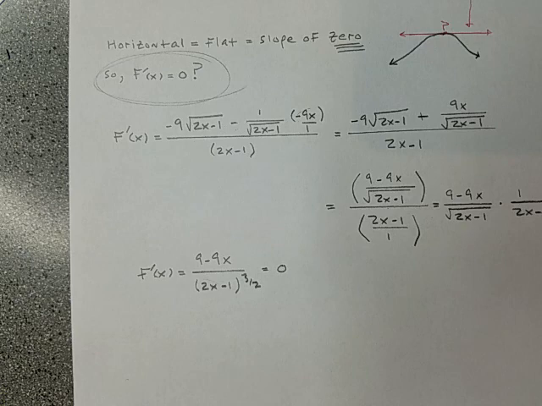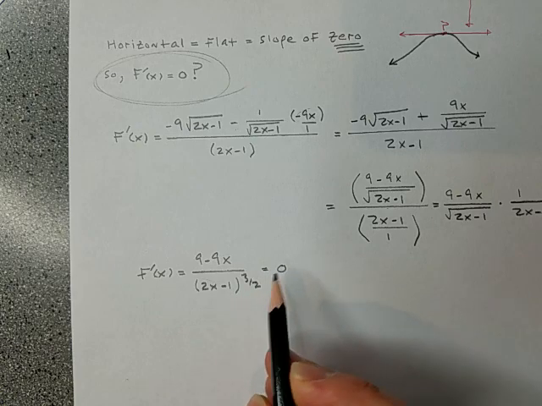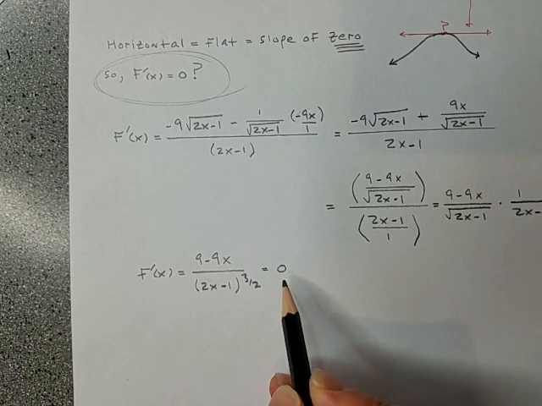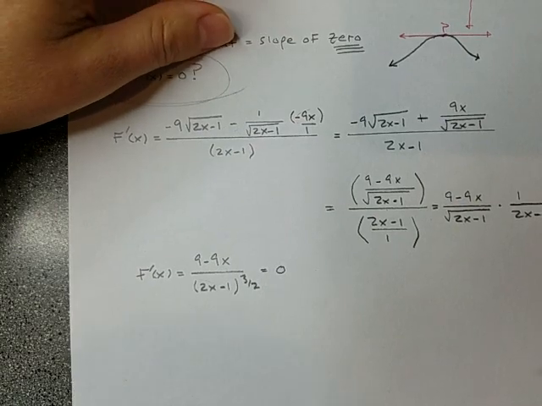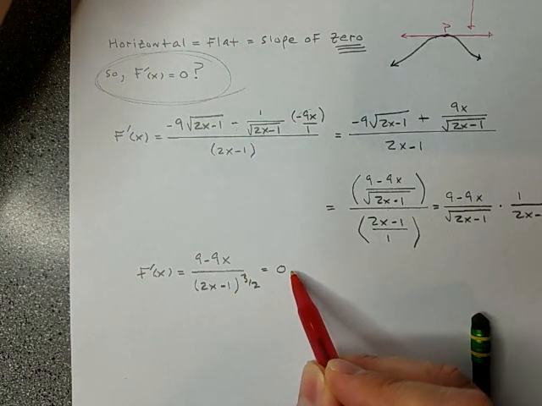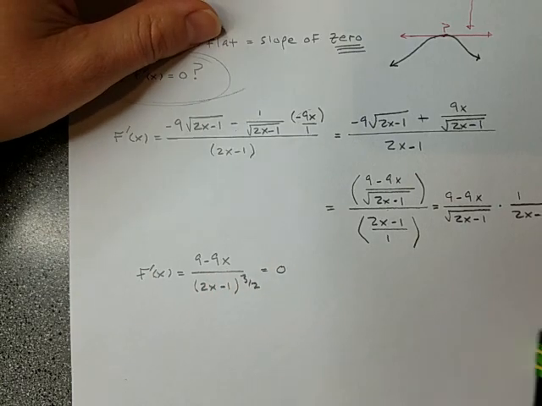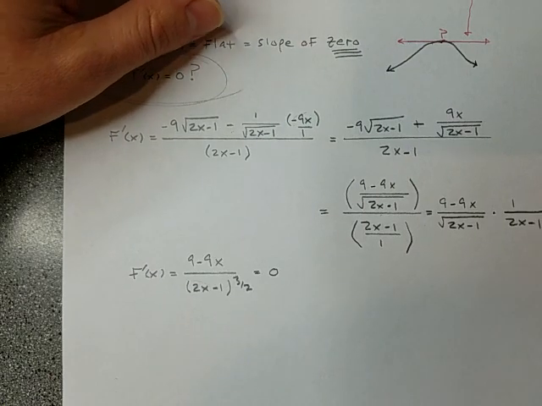All right, so how can we solve that? How can we solve (9 minus 9x) over (2x minus 1) to the 3 over 2 power equals 0? Well, let's think about it like this. You could multiply by the (2x minus 1) to the 3 over 2 power, and get a 0 over there, and then solve 9 minus 9x equal to 0. I think it'd be worth telling you a little bit more than that.